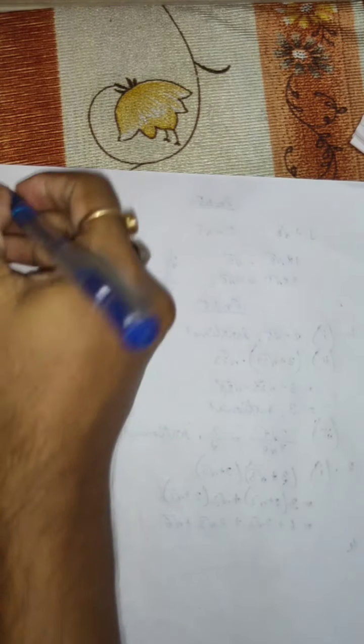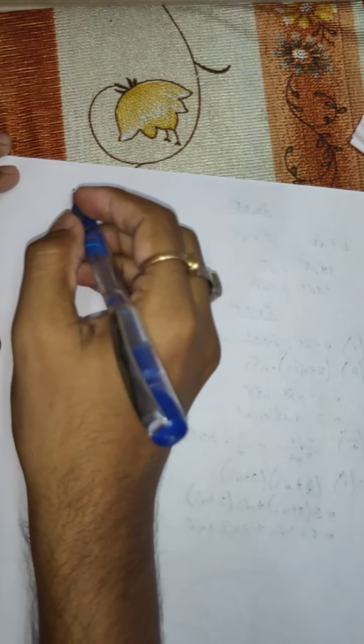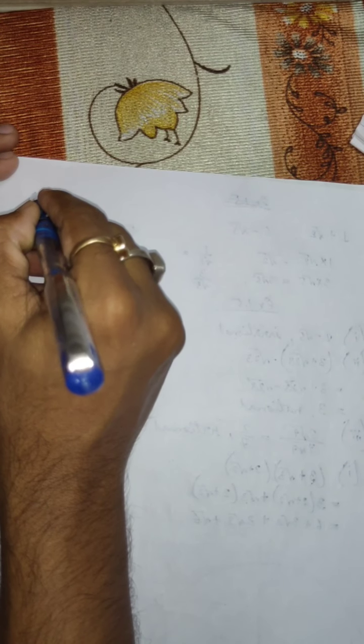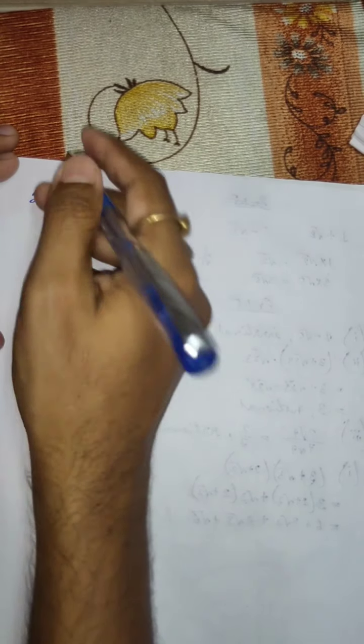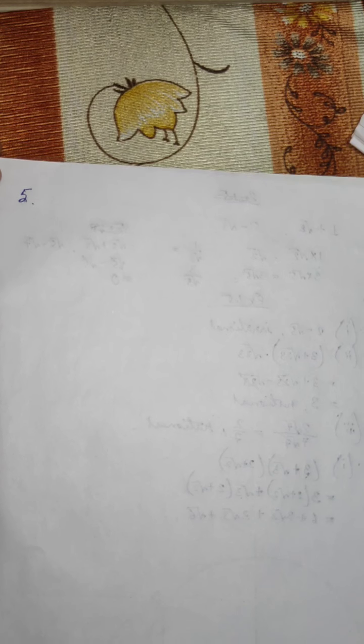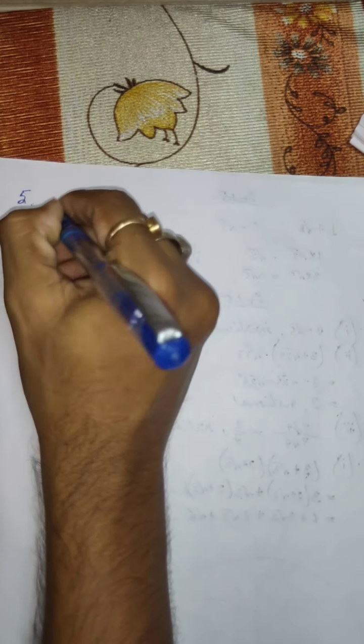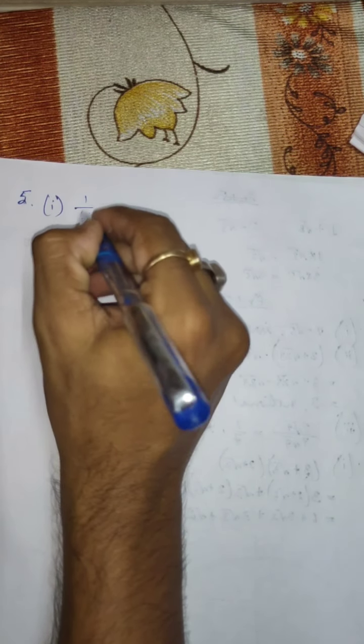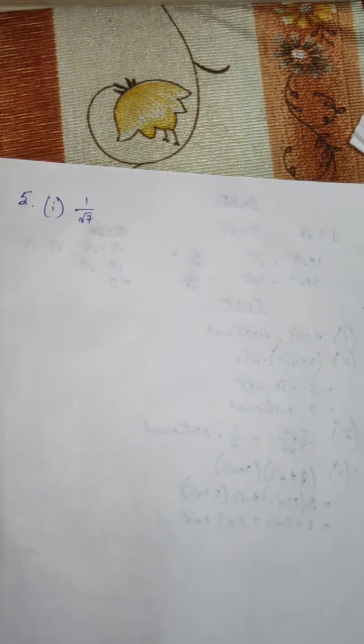Next, number 5. Rationalize the denominators of the following. Now what is rationalize? What does the word rationalize mean? In all the fractions, say number 1 by root 7 is given. So this is the numerator and the denominator is root 7.